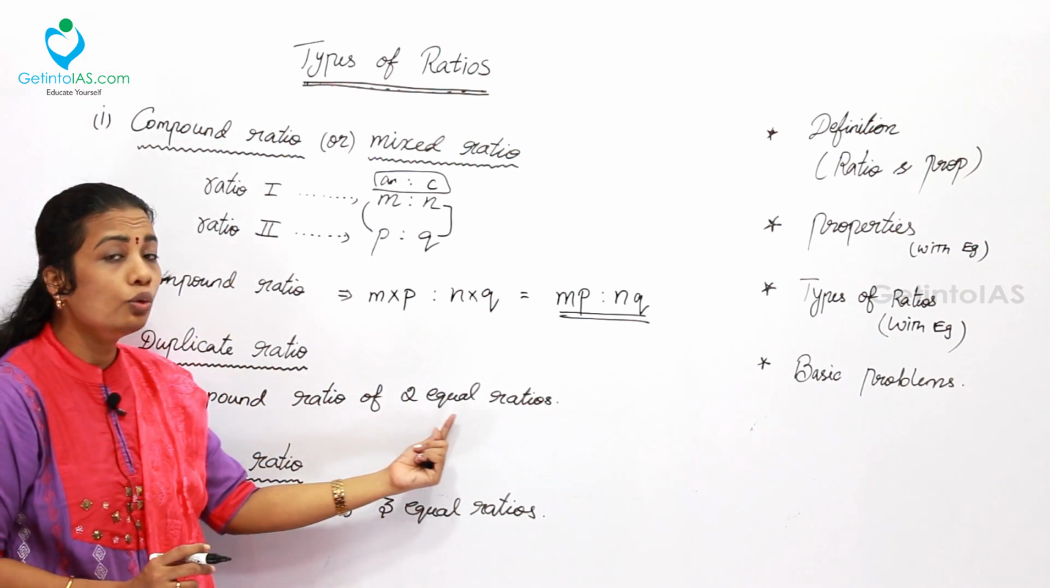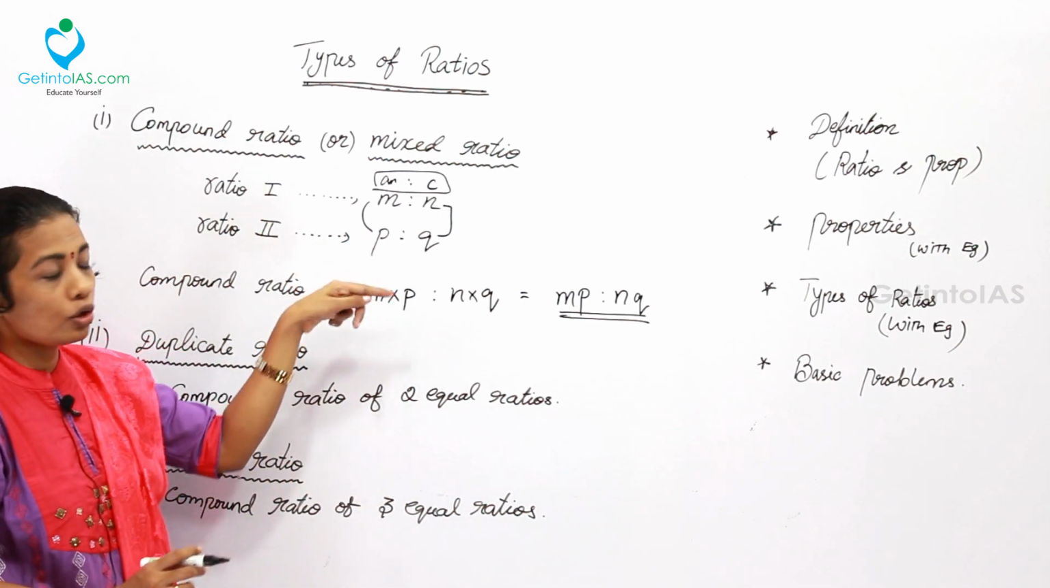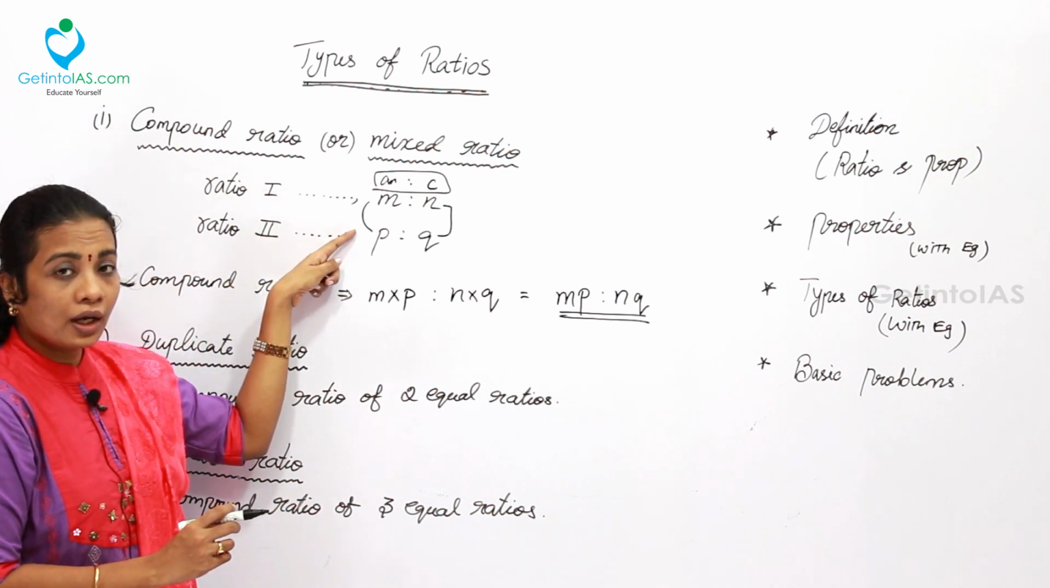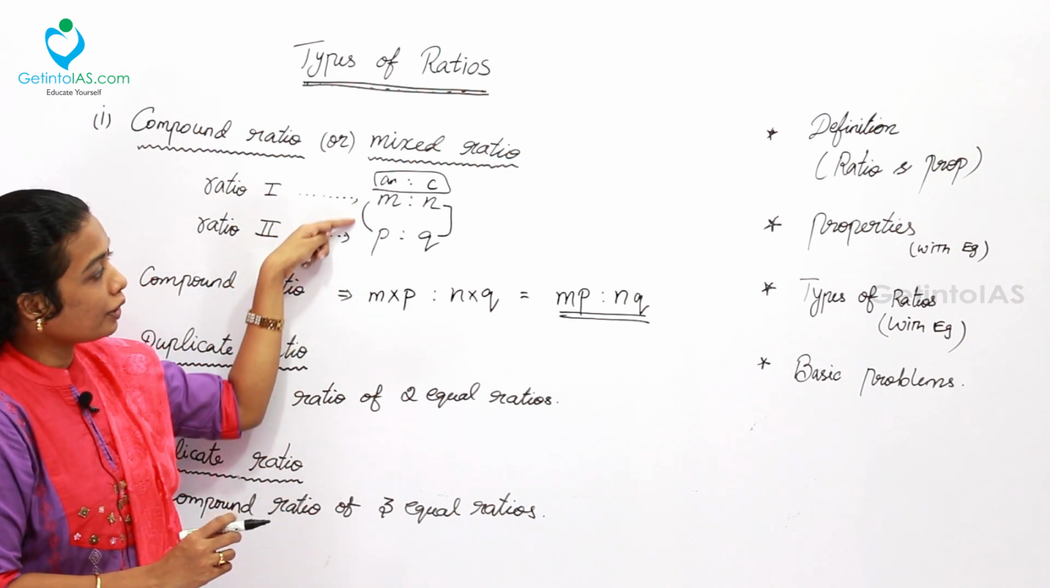The next one, duplicate ratio. It is the compound ratio of two equal ratios. In the case of mixed ratio, we have taken two values which may or may not be equal to each other.